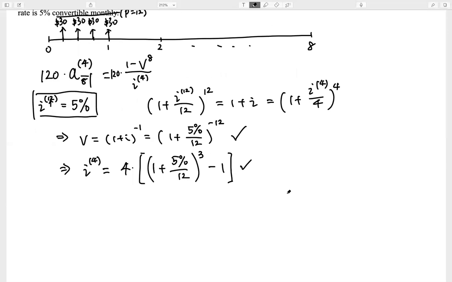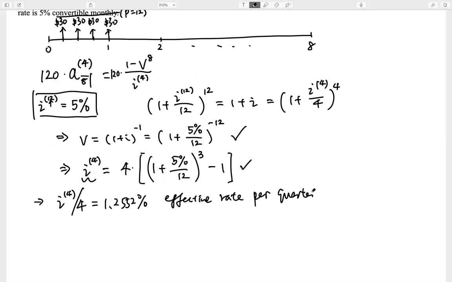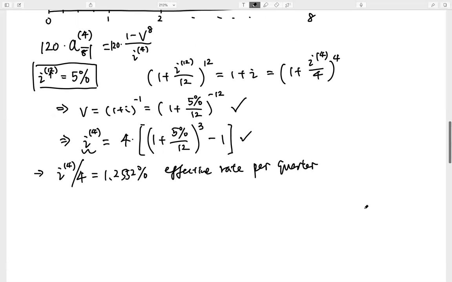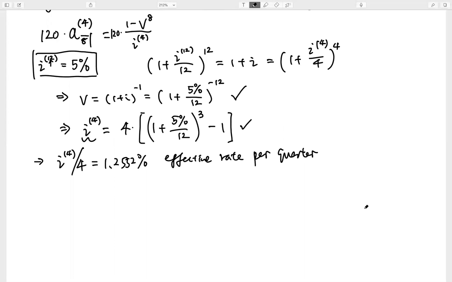I can simply analyze this as, once I know I upper 4, I can get the effective, right? What is my number? So if you do your computation, it's about 1.2552%. So this is the effective interest rate per quarter. Okay, then I apply the standard notation of level annuity.